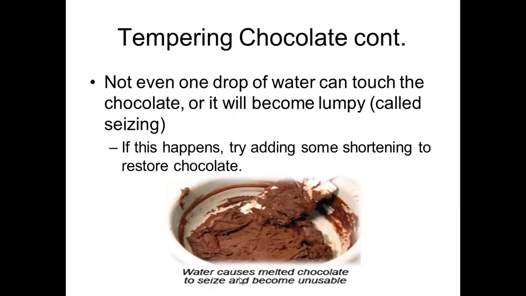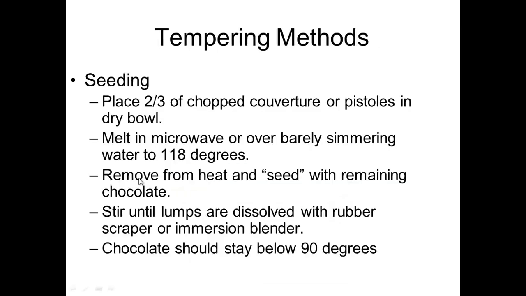Another caution you need to be aware of when you're melting or tempering chocolate is if chocolate gets even a drop of water it can become lumpy. The lumpiness is called seizing. If this happens, you can actually try to add some shortening or some paraffin wax, and that will restore the chocolate and bring it back into the smooth texture that you're looking for.